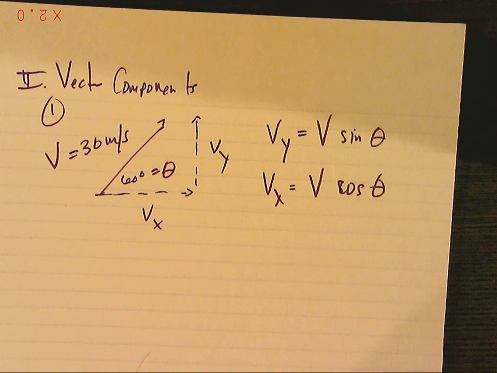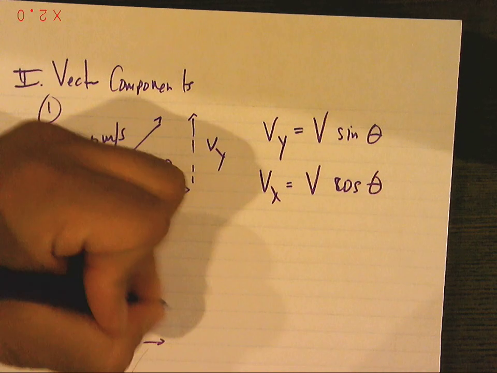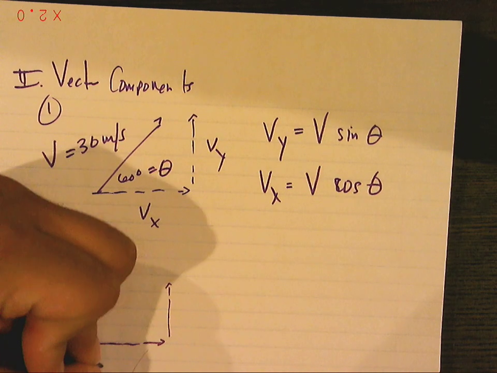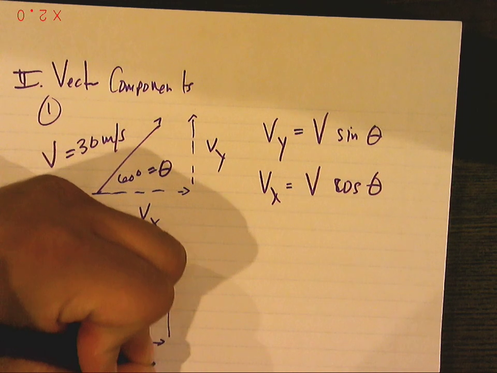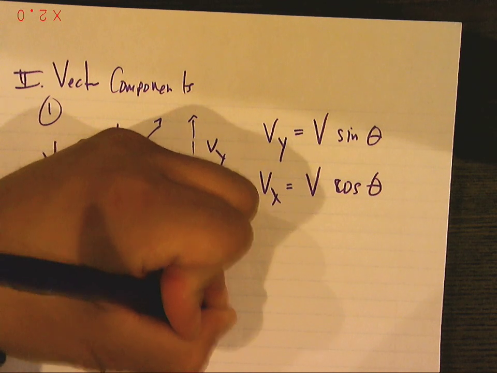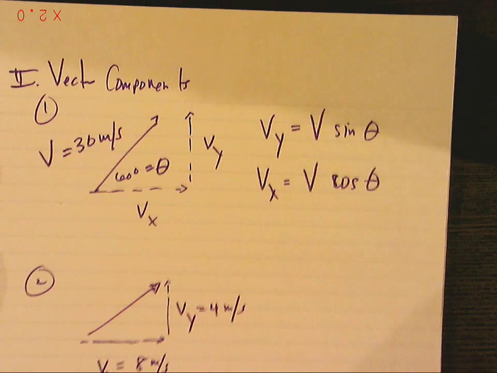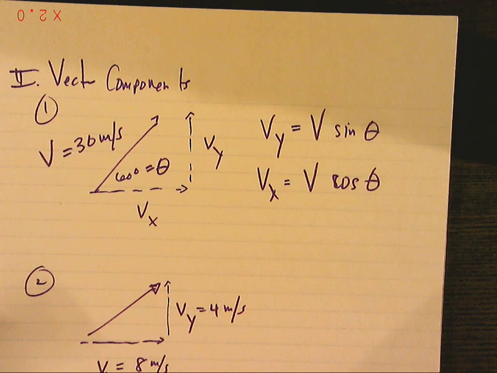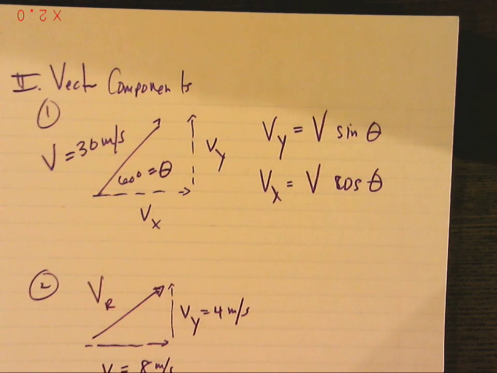Number 2 is interesting because instead of giving you a resultant, they give you the x and y. They tell you that the horizontal velocity x equals 8 meters per second, and the vertical velocity, which is y, equals 4 meters per second. And now they're going to ask you to calculate the actual. So this goes a little bit backwards. You're using the Pythagorean theorem to calculate your v resultant.